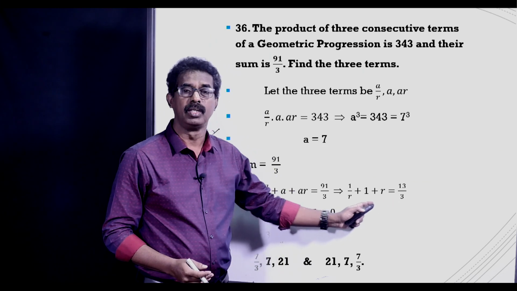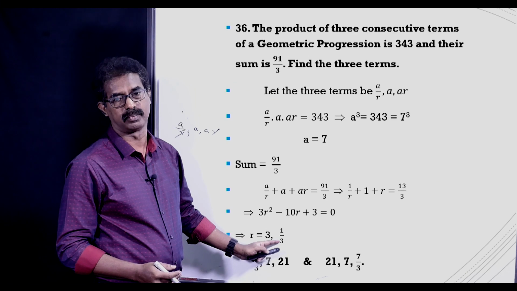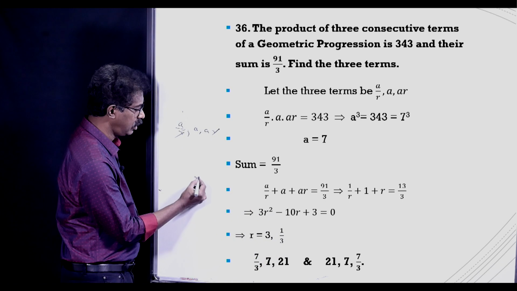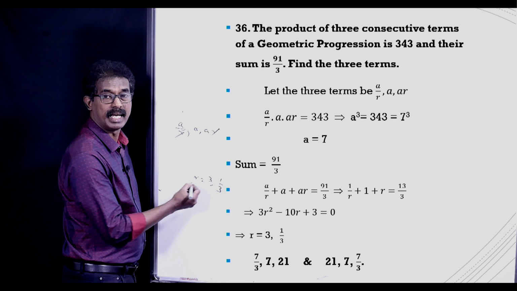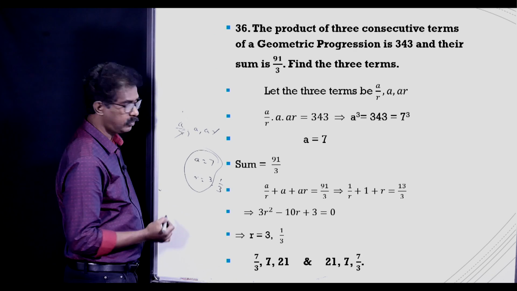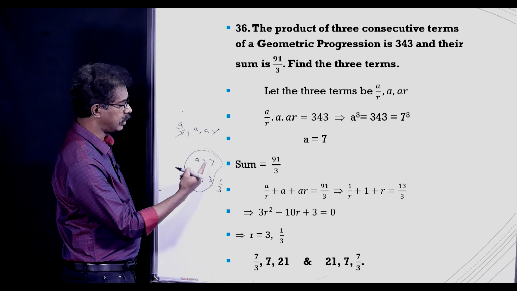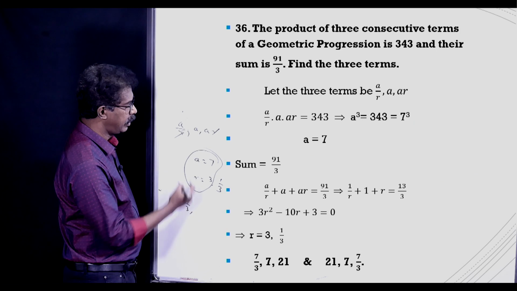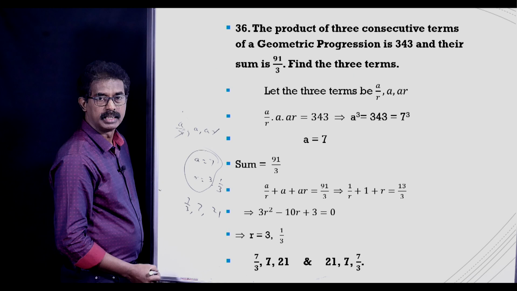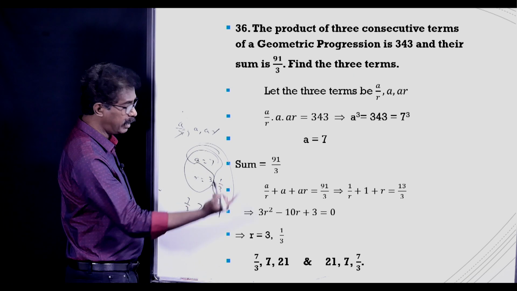Then take LCM, you will get a quadratic equation. Solve it, you are getting two values for R. R value 3 and 1/3. A value you got 7. So first you take this one: A equal to 7 and R equal to 3. Substitute here: A by R is 7/3, A is 7, AR is 7 into 3, 21. The second time you take A as 7 and the second value of R, 1/3, you take.